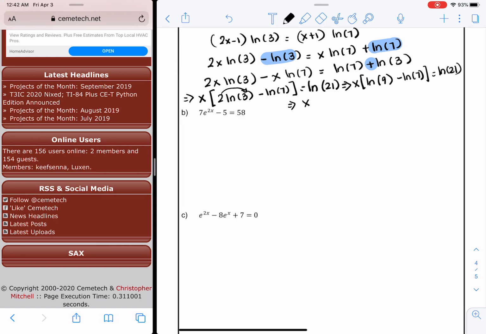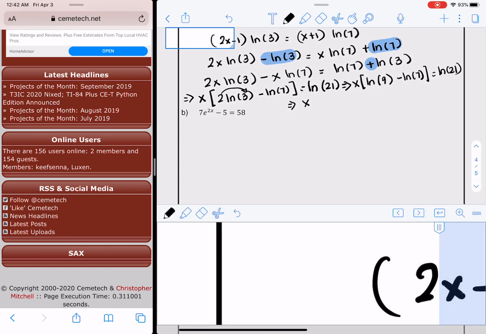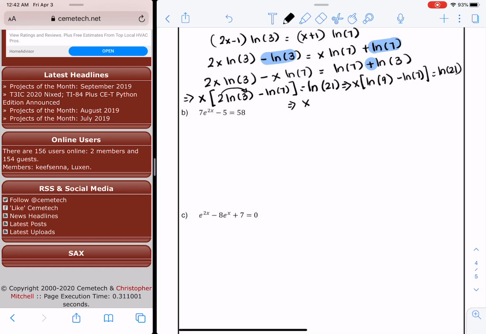We could write ln of 9 minus ln of 7 as ln of 9 over 7. That would equal ln of 21. So the answer is ln of 21 divided by ln of 9 over 7.